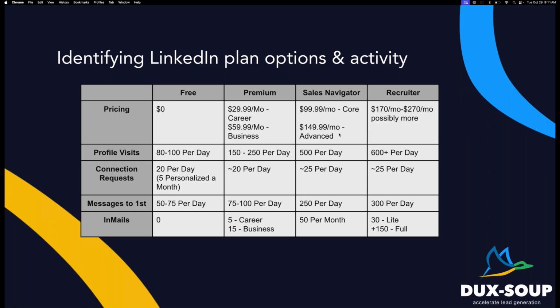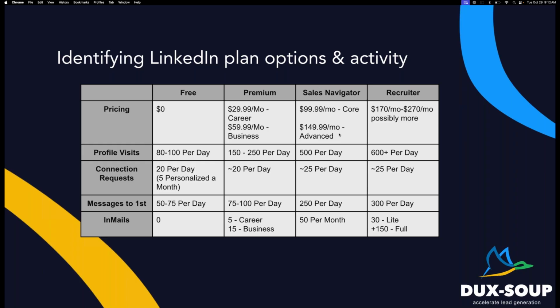Then with these, you do get the added benefit of a small number of InMails you can actually send. So in the Career version, you get about 5 InMails a month you can send. And on the Business version, you get about 15 InMails that you can now send associated with those corresponding licenses that you go ahead and purchase.